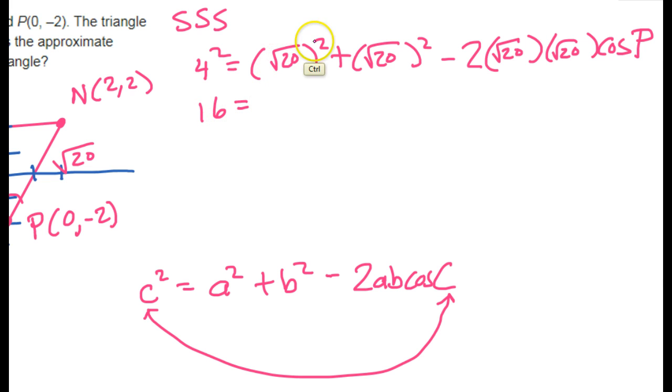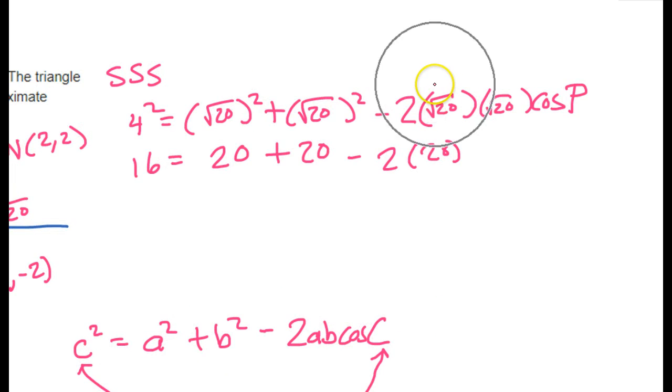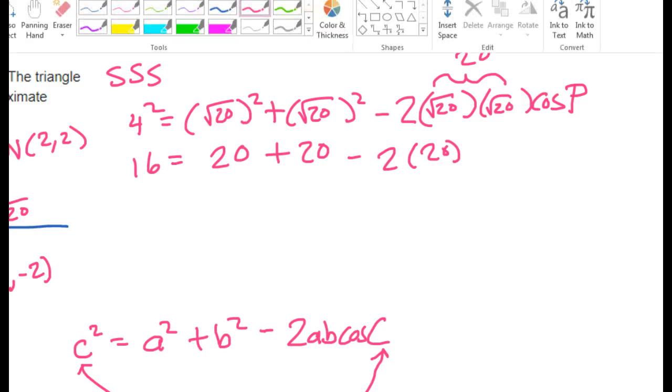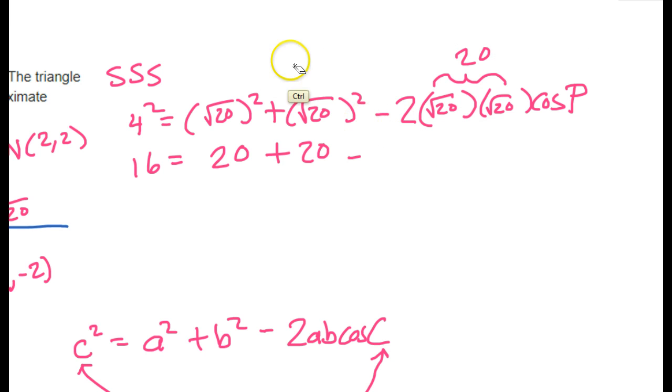Now when you square something with a radical on it, the radical and the square cancel each other out. So this is just going to be 20 plus 20 minus 2 times. Now when you multiply a radical times itself, the number comes out. So that's going to be, in fact, let me just show this up here. Radical 20 times radical 20 is 20. Okay? So then I have 2 times 20, so I might as well go straight to 40. So minus 40 cosine p.